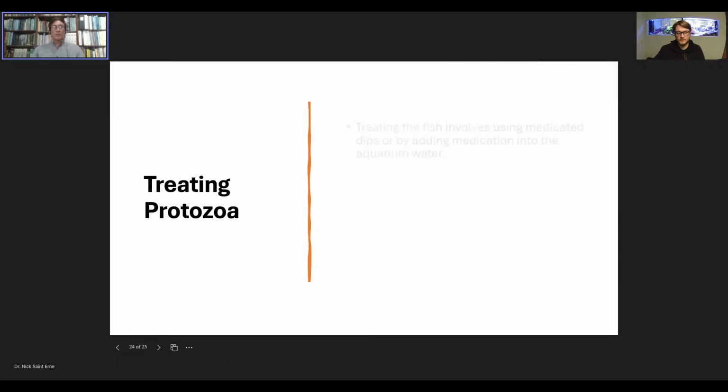So how do we treat these? Well, there's a lot of different medicines that we use for fish, and there's different medicines for bacteria, for fungus, for protozoa, for worms, for crustaceans. And so there isn't really one cure-all that fixes everything. So that's why it's important to make a proper diagnosis. And you may have more than one thing going on, so you may need to use more than one treatment.